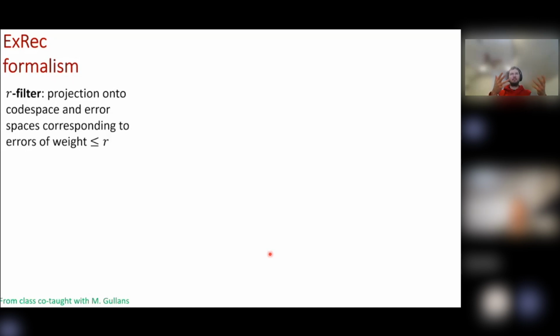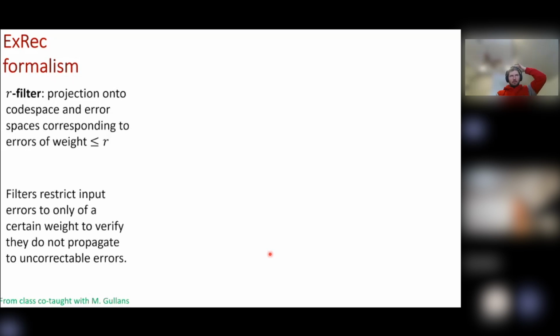So for these kinds of Hamming type metrics, it's very nice to come up with a so-called filter formalism because we have a notion of weight. And so basically you can project onto the code space and error spaces that have a certain weight, that can be obtained from the code space by acting with errors up to a certain weight. This kind of cutting and projection can be used to see if you've amplified errors or not. So you can define what's called an R filter. This is a projection onto the code space and error spaces up to and including weight R.